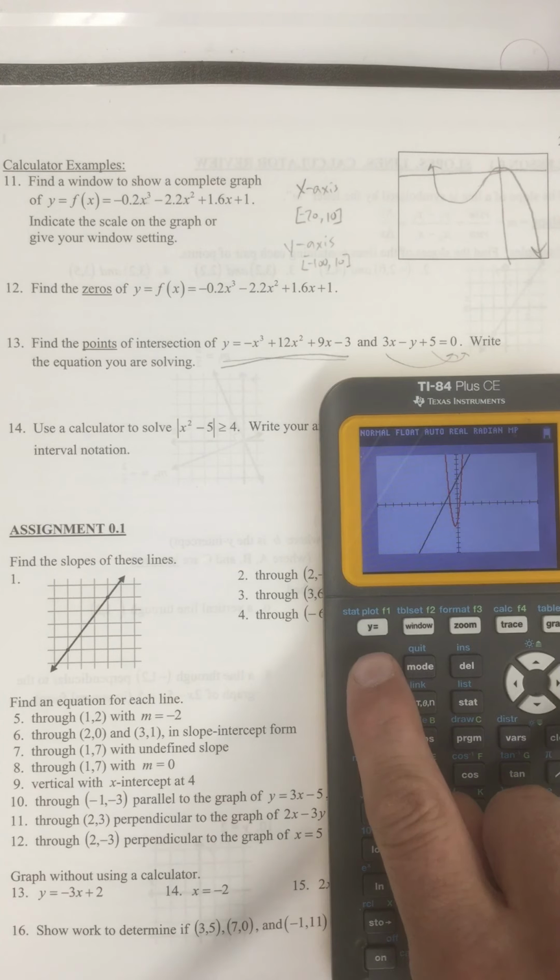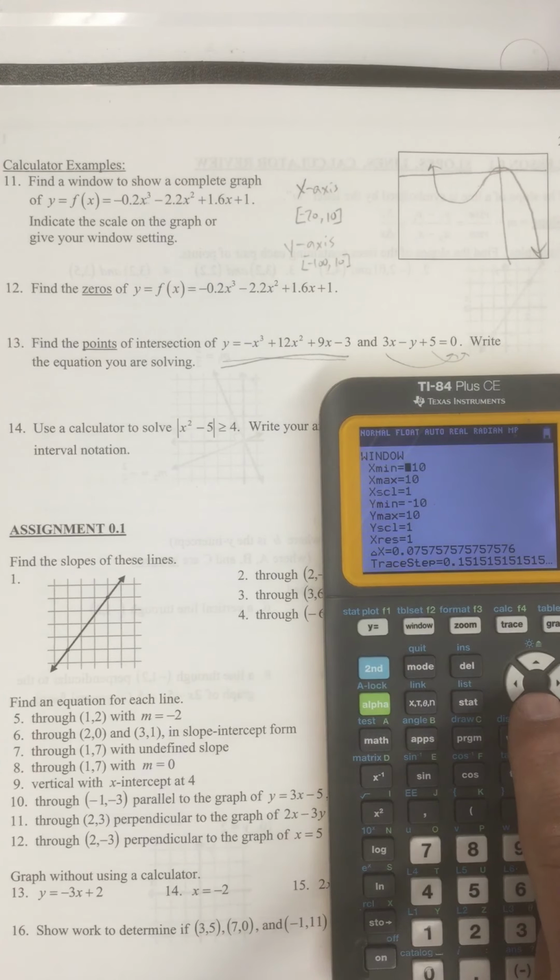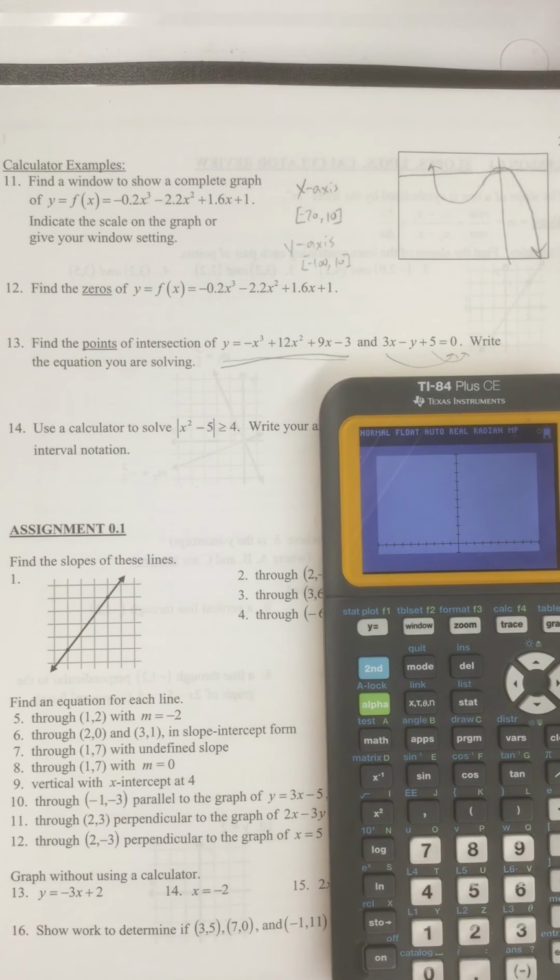So let's go back into window. We need to go lots higher to see if we can find out what happens. Let's go up to 100. Again, we'll go by tens. Regraph it. So it's going up. It still goes off the screen.